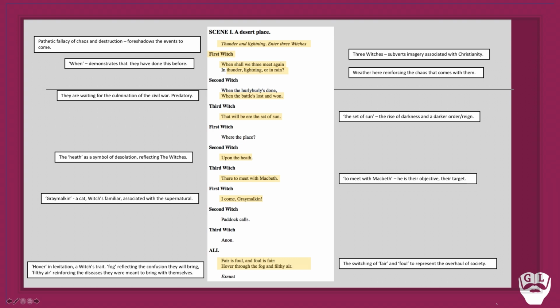And then finally we have filthy air. The filthy air reinforces this idea of diseases that witches were meant to bring with them, characters of great wrongdoing and evil. So the scene ends on this idea that they are the powerful aspect here. They are almost the architects of the events of the play. And what we see here is them in powerful, enchanting unison to almost consolidate their power and their strength as the play goes over to the civil war that is currently erupting in Scotland.